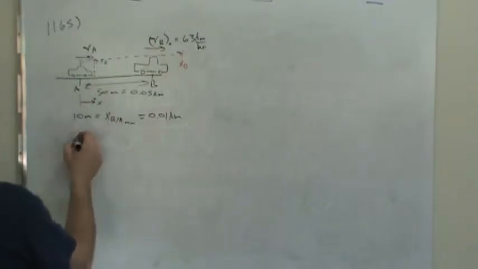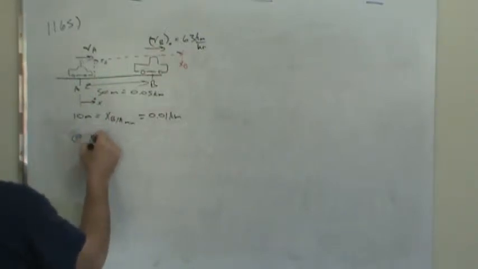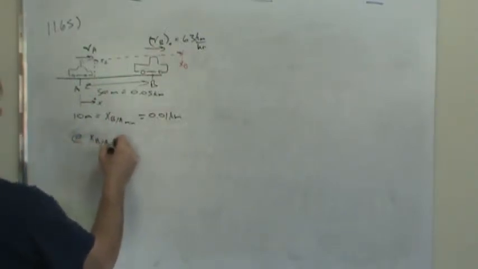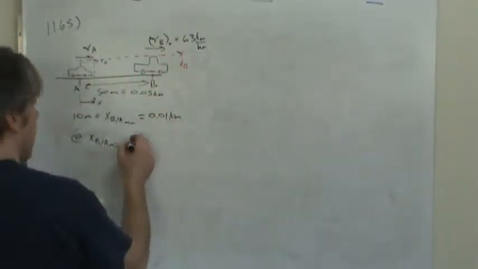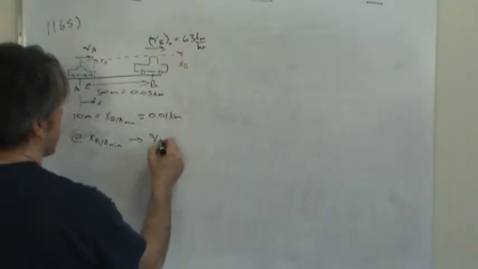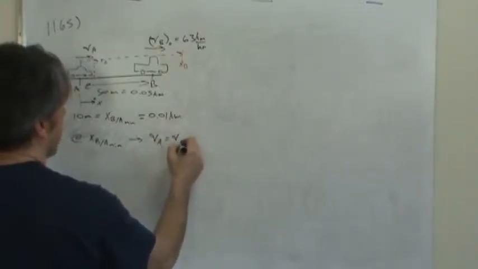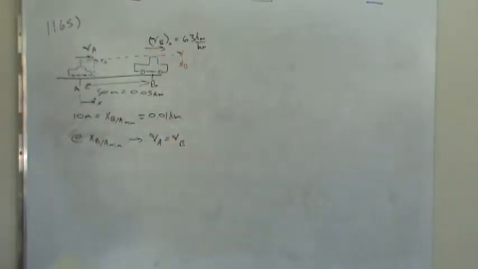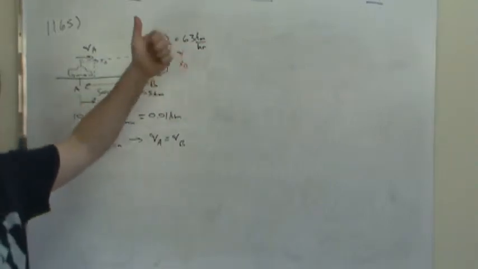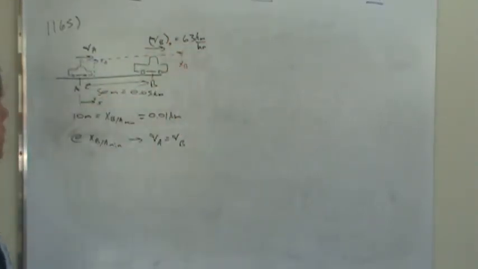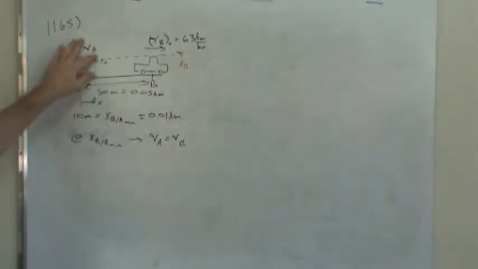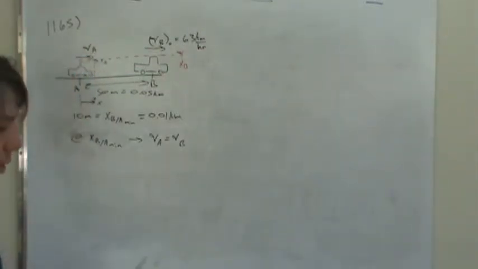At this minimum position, in other words, when the cars are as close together as they're ever going to get, there's something really important that happens there. The velocity of A equals the velocity of B. Now notice the velocity of B is the one that's increasing. So we know this number is going to be more than 63 kilometers per hour. It's the velocity of A that remains constant, and that's what we're trying to find.